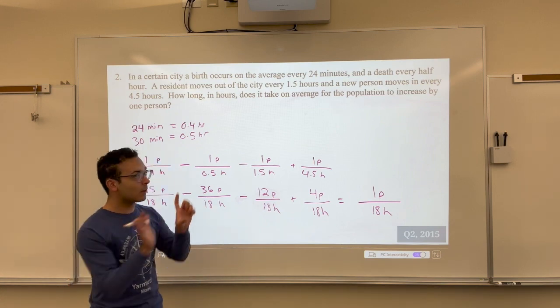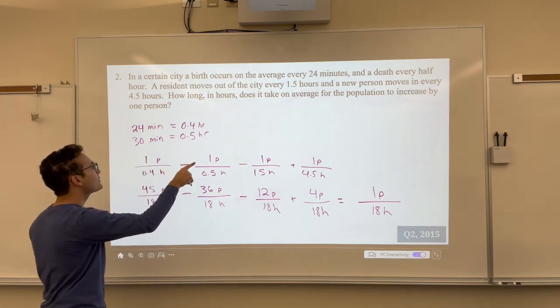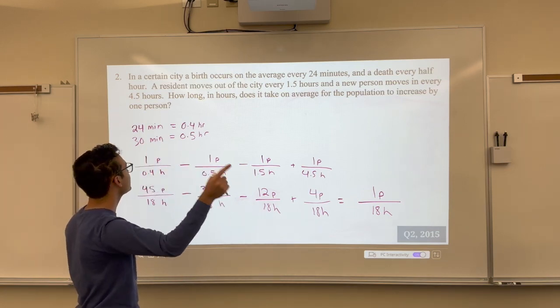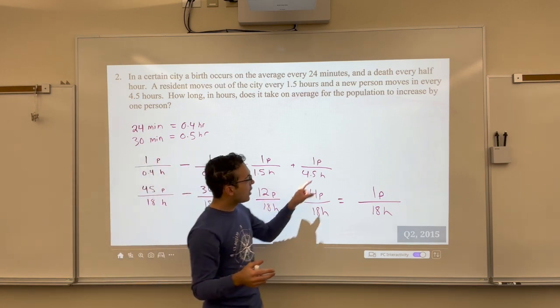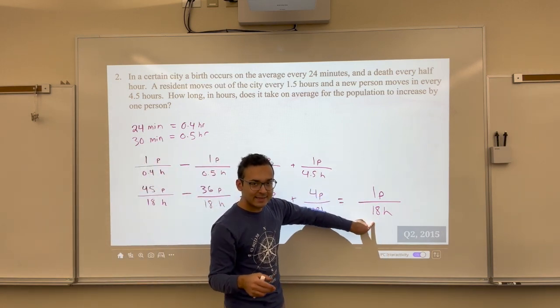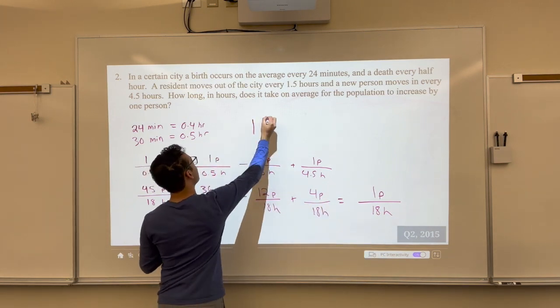And so now let's go ahead and take a look at what the question was asking. How long in hours does it take on average for the population to increase by 1 person? This rate answers our question. 1 person every 18 hours. So our answer in hours is 18.